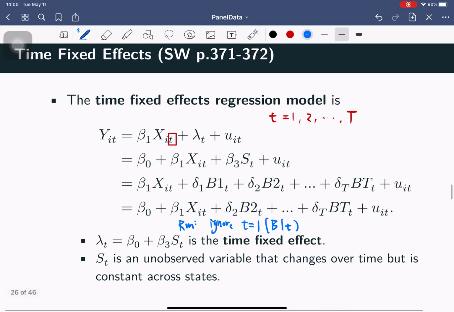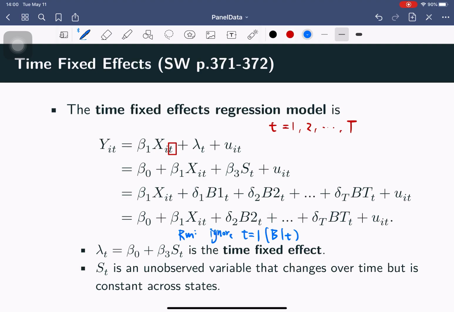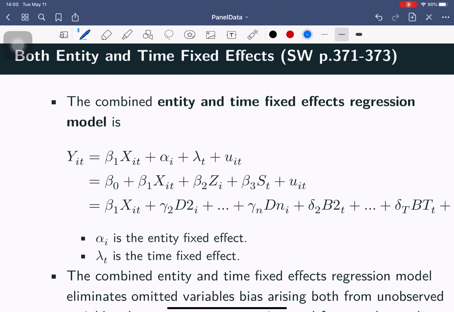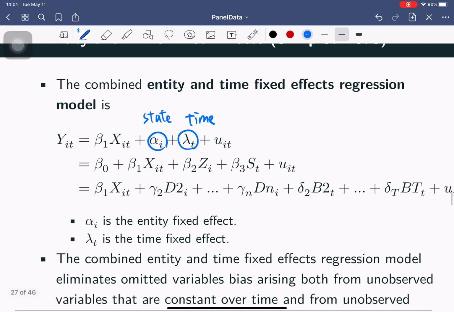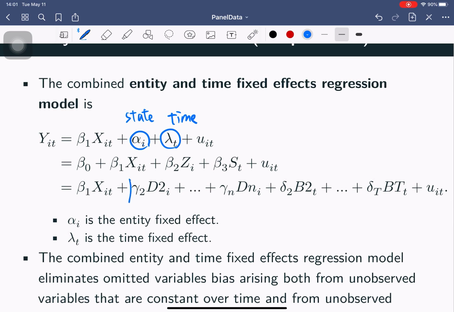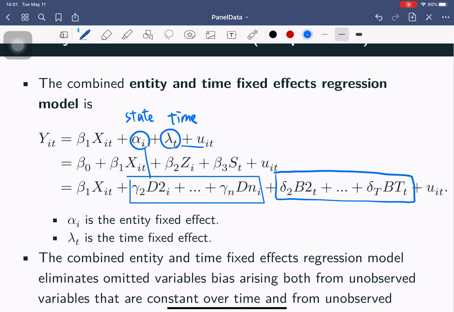Okay, so we can also combine these two fixed effects in one model. So maybe in your homework 5, you should make some proof to find a relation between alpha, lambda with x and z. First, we put them all in one model. Here alpha is the state fixed effect. Lambda is the time fixed effect. The D2 to Dn terms are for alpha, and B2 to B capital T are for lambda.